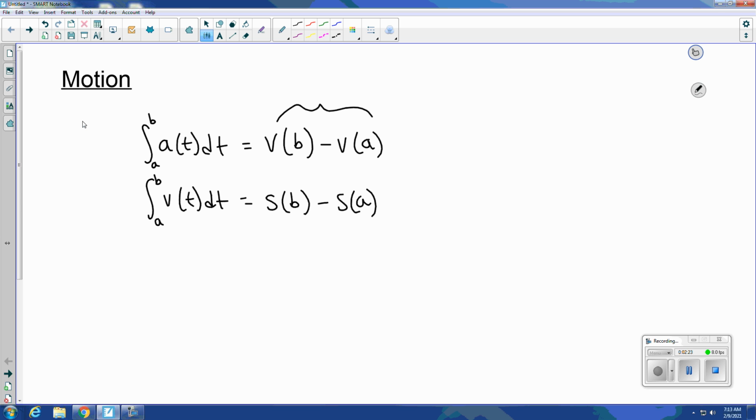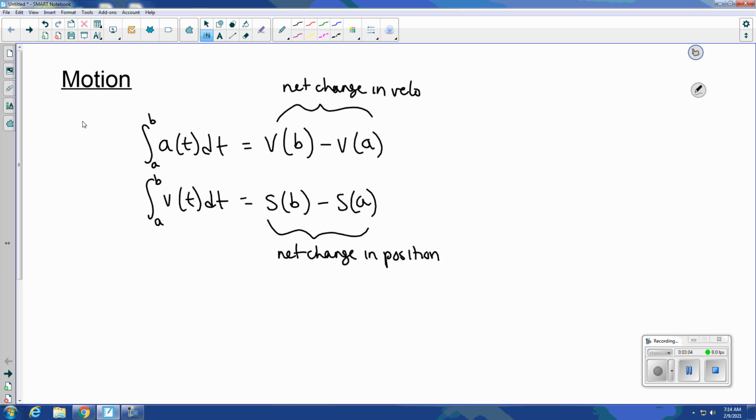Well, that is a net change in velocity. So integrating acceleration over some time period from A to B will tell you the net change in velocity. Likewise, drawing parallels here, integrating velocity over some time period from A to B will represent a net change in position. So interpreting the fundamental theorem when it comes to an application for motion is important in the context of a problem, or understanding what you're actually calculating.